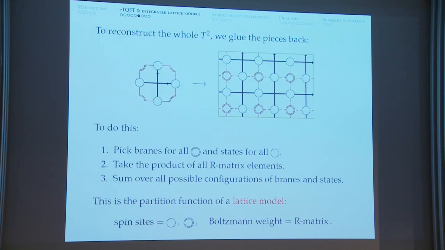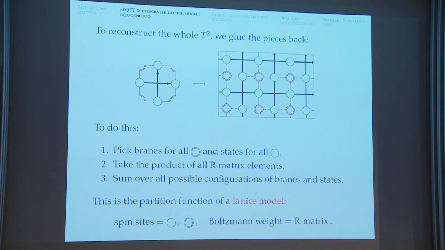Now we want to reconstruct the whole torus. What we have to do is glue these pieces back together. So a single piece looks like that. If you collect all these pieces and glue them back together, we get this picture. Okay? So now to glue them together, what we have to do is the following. First of all, we pick boundary conditions on the corners, which means we choose branes A, B, C, D, those labels on each double-lined circle. And then second, I will also choose states of open strings in each single-line circle. Okay, and then I get a bunch of matrix elements of the R matrix. What I do is I take the product of all R matrix elements, and then I finally sum over all possible configurations of boundary conditions or branes, and also over all possible configurations of states.